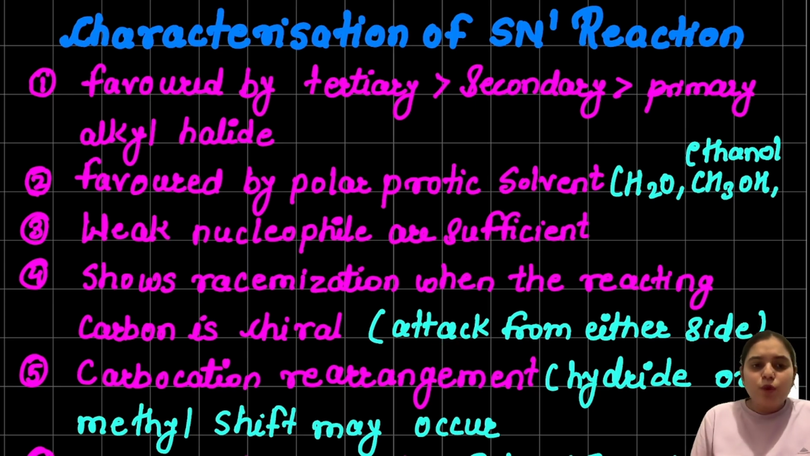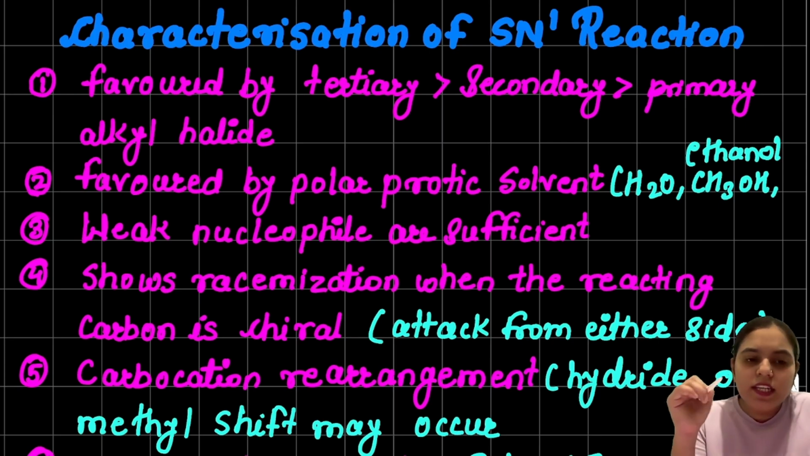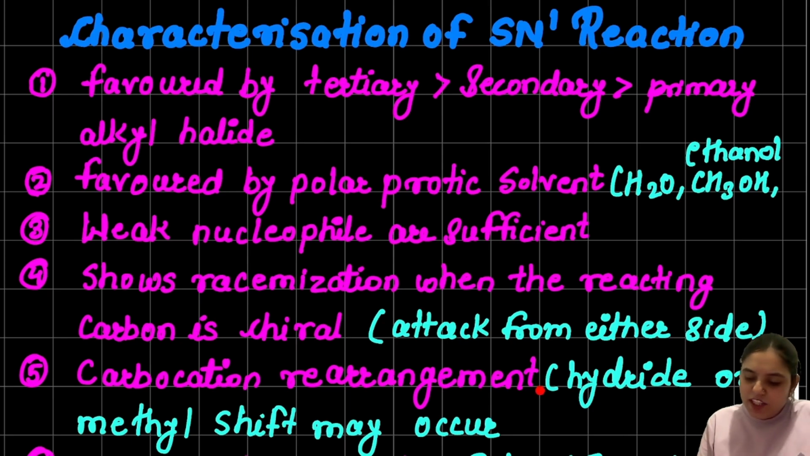Fifth point is that carbocation rearrangement may occur. If a carbocation intermediate is formed, it can undergo a hydride shift or a methyl shift to form a more stable carbocation before the nucleophile attacks.